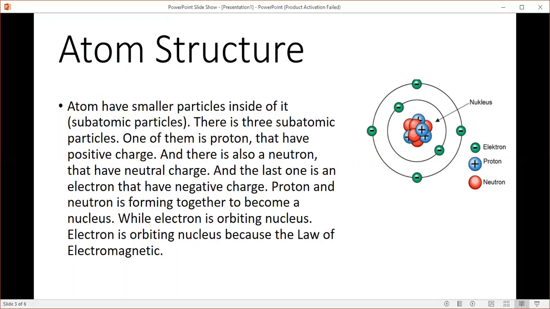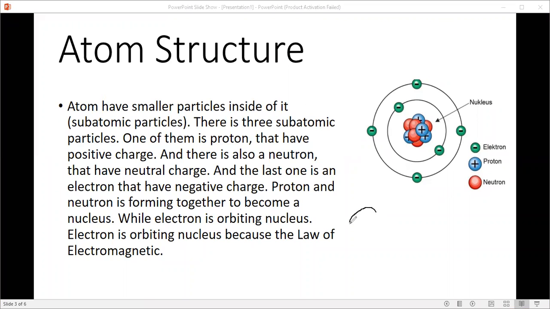But what is the law of electromagnetic? Anyone know what is the law of electromagnetic? No. Okay. Nobody know what is the law of electromagnetic. So the law of electromagnetic, I will annotate here.